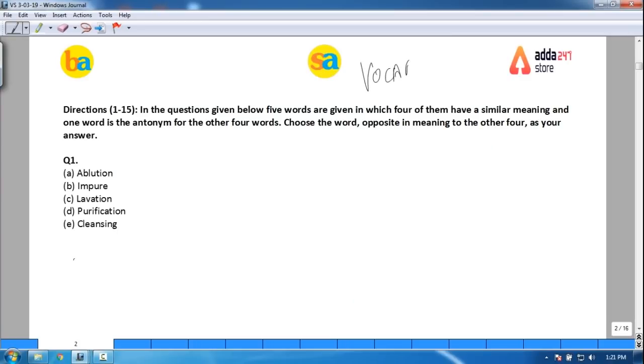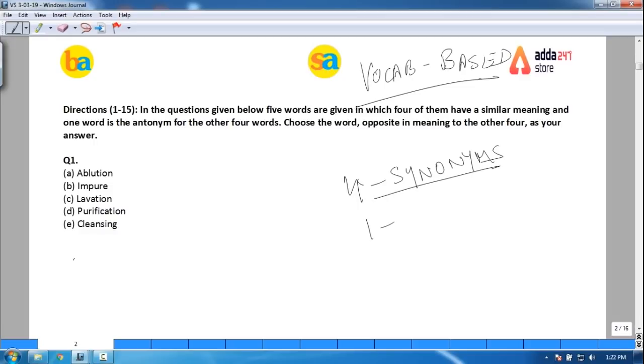वोकैब बेस्ड है ये, आपको 5 ऑप्शंस दिए जाएंगे आपके क्वेश्चन में, जिसमें से 4 सिनोनिम्स है एंड जो एक है वो एंटोनिम है. तो आपको एक तरह से ऑड वन आउट करना है. स्टार्ट करते हैं हमारे क्विज से.